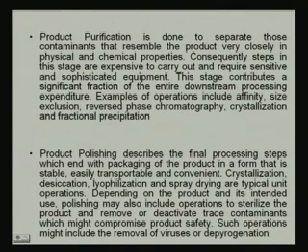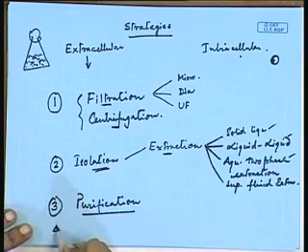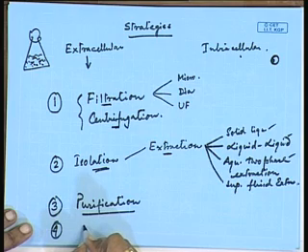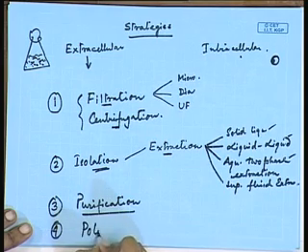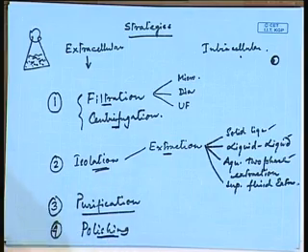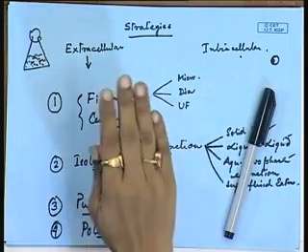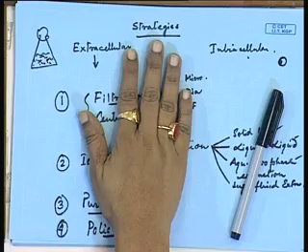Such operations might include the removal of viruses or depyrogenation and so on. So, these are the 4 major steps of downstream processing, and polishing is the last step of downstream processing. If we want to fix the strategy, we have to have a clear concept of downstream processing.